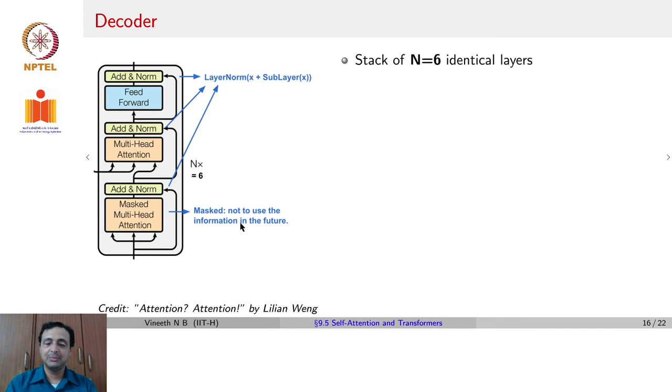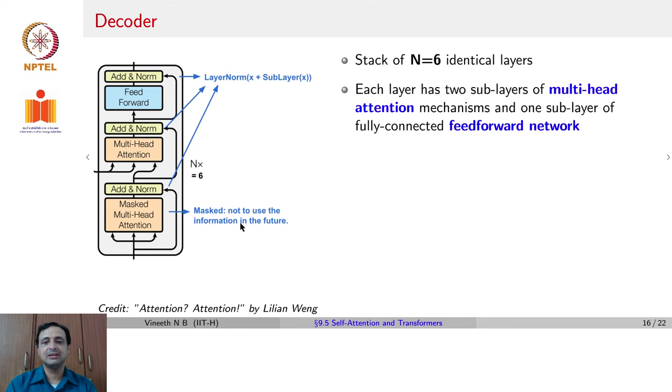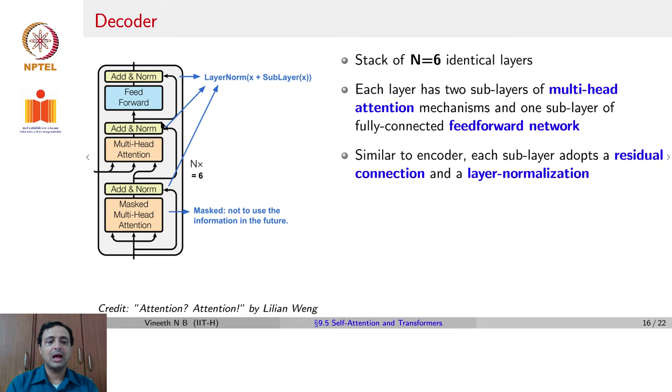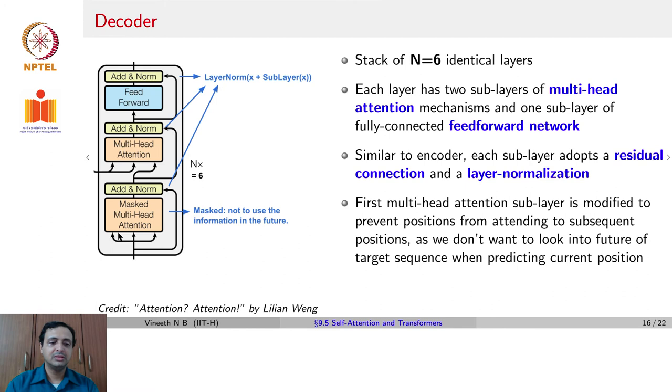Similarly, the decoder also had six identical layers. Each layer again has multi-head attention and a feed-forward network. Again, you have a residual connection and a normalization step that's done before the output of multi-head attention is given to feed-forward layer. There is only one difference here. This initial step also performs what is known as masked multi-head attention.